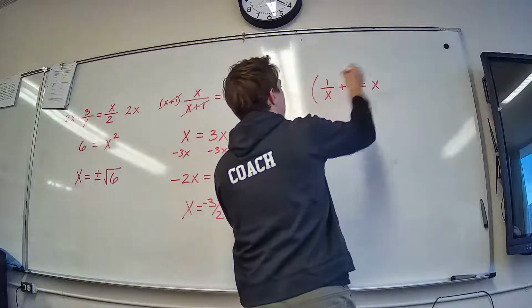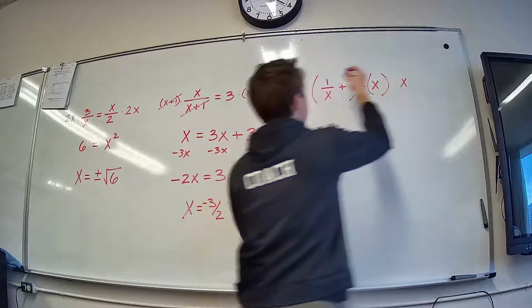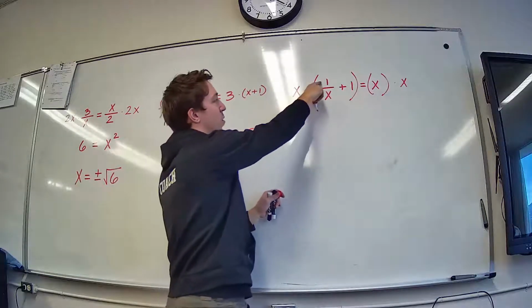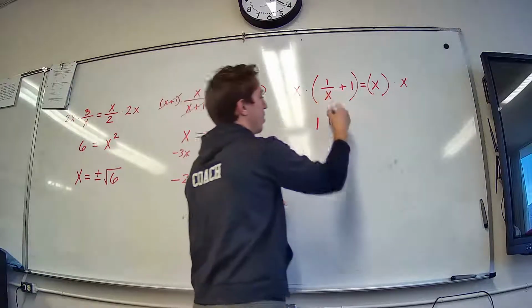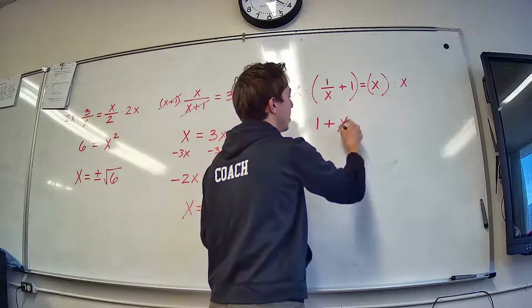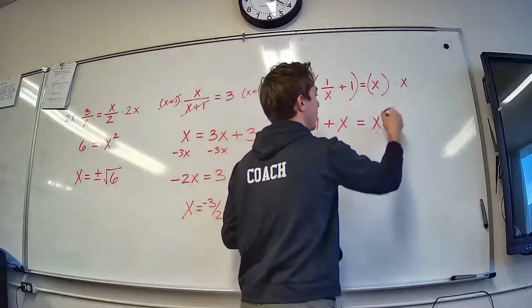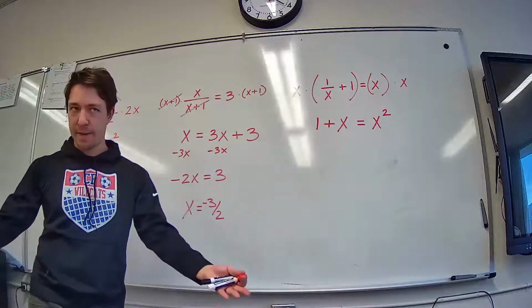What if I multiplied everything in this equation by x? Well, what does that achieve? x times 1 over x is 1. x times 1 is x. And then on the right side, we have x times x. How do we feel about that? Feel okay about it?